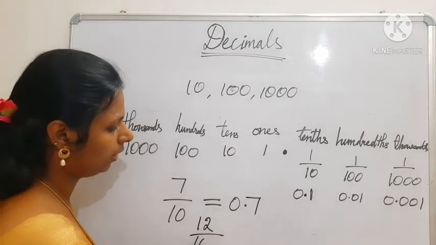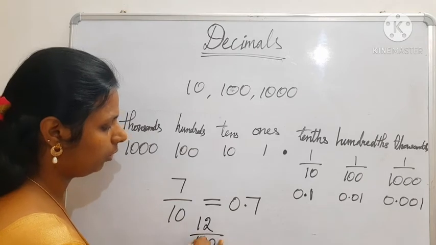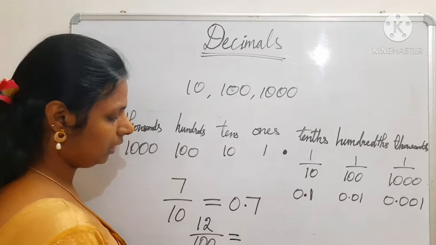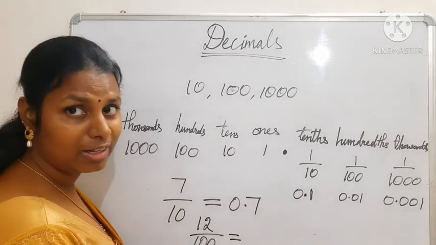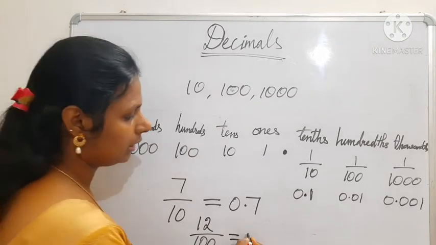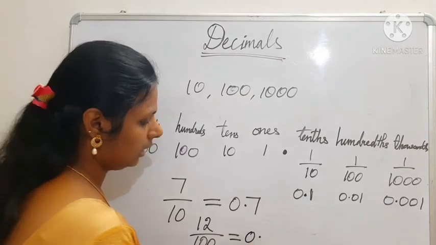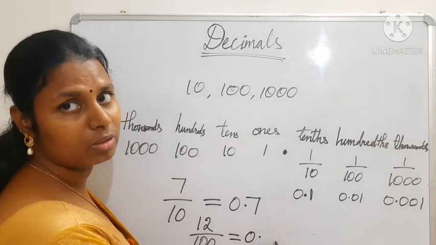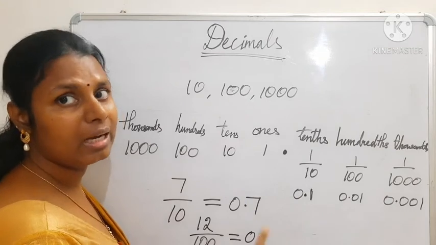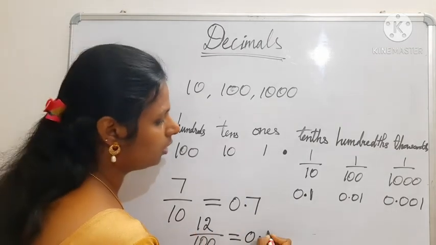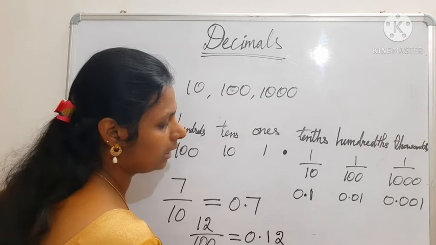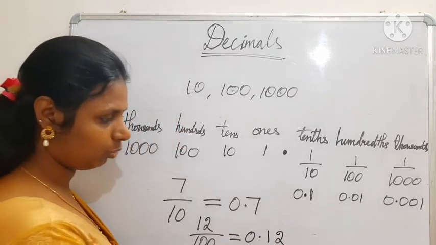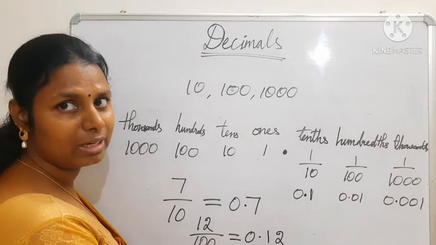12 upon 100. Now here, we have to write up to the hundreds place. That means 0 point, and the number should end in the hundreds place. So 12 is ending in the hundreds place. The 2 is in the hundreds place.